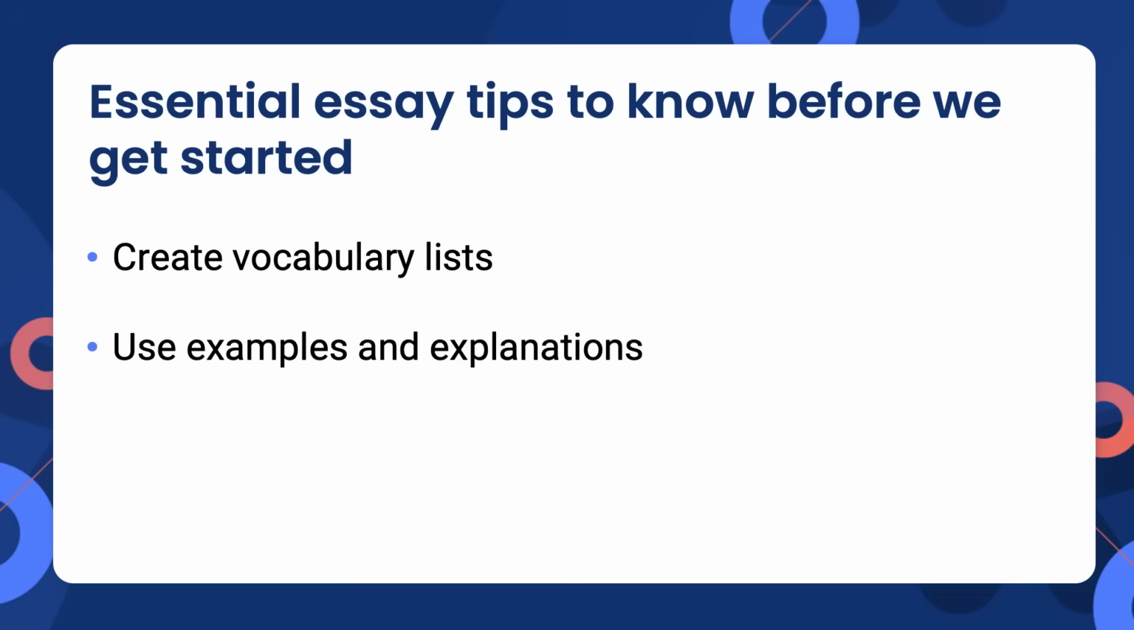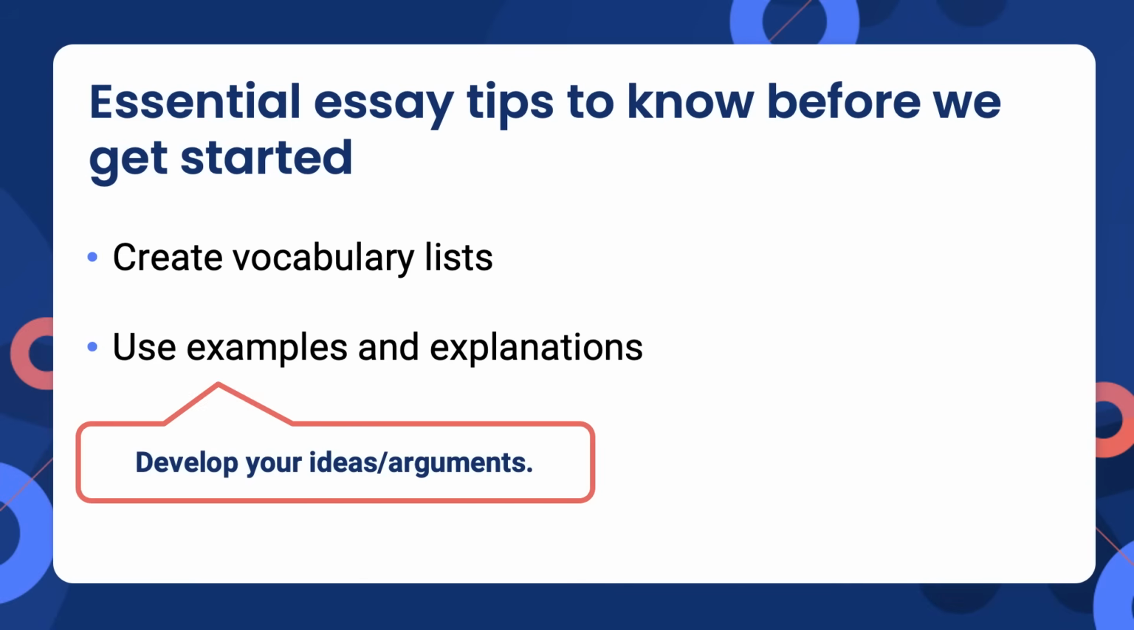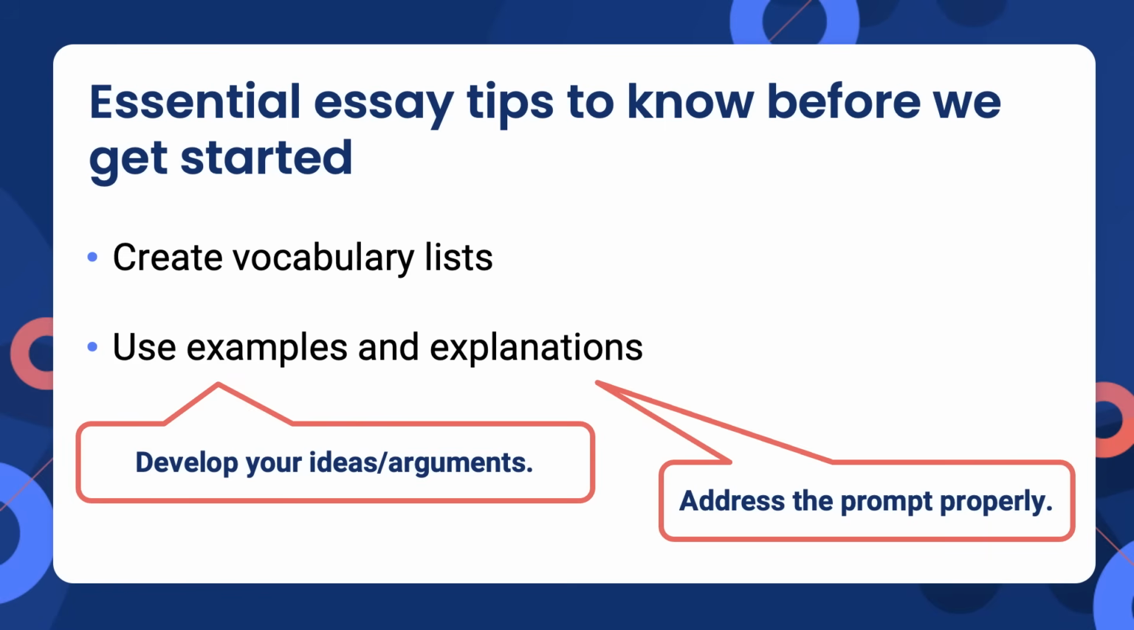Our second essay tip is about using examples and explanations. Now, this is extremely important in essay writing. It helps us to develop our ideas and our arguments so that we have more reasons behind what we're arguing. And also, it allows us to address the prompt properly. So if we're given an essay prompt, we want to be able to respond to it properly, and using examples and evidence is one way to do this.